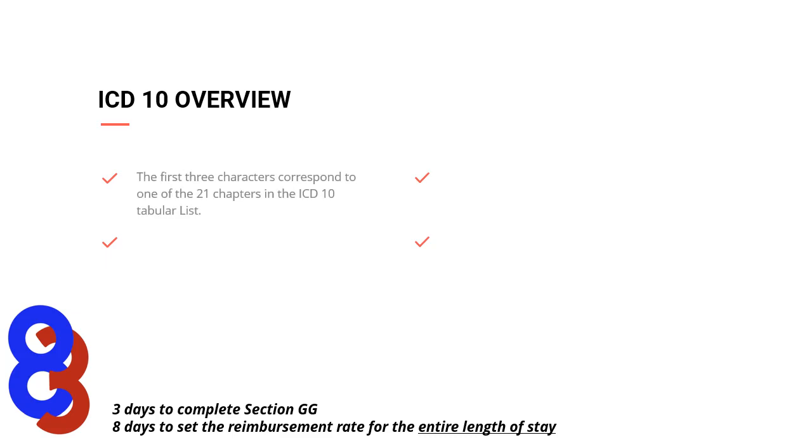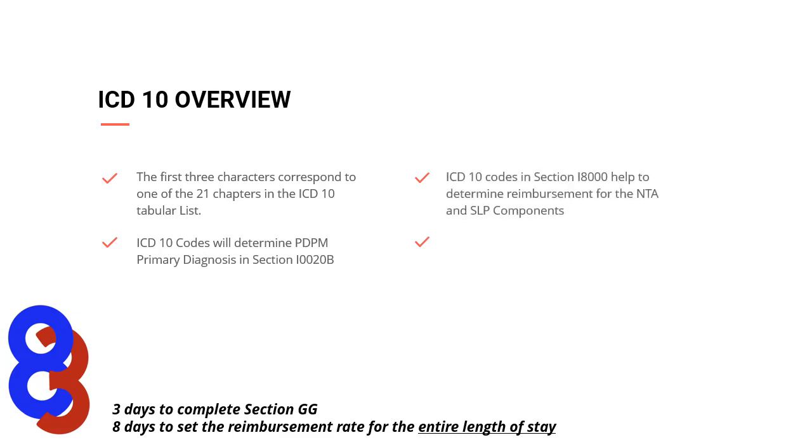ICD-10 Overview. The first three characters correspond to one of the 21 chapters in the ICD-10 tabular list. ICD-10 codes will determine PDPM primary diagnosis in Section I-20B. ICD-10 codes in Section I-8000 help to determine reimbursement for the NTA and speech therapy components. Diagnosis codes are to be used and reported at their highest number of characters available.